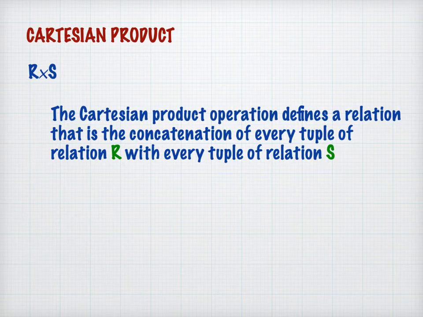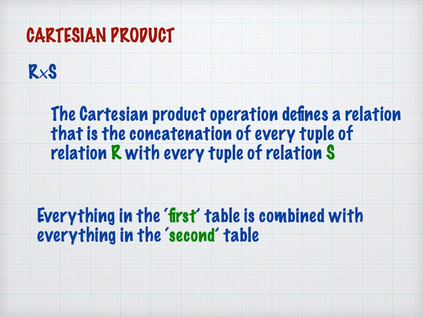And here's the formal definition. As you can see, it says the Cartesian product operation defines a relation that is a concatenation of every tuple of relation R with every tuple of relation S. In other words, everything from the first table will be combined with everything from the second table. And that's exactly what we want. We want some way of combining tables together. So let's see how we would write that down.